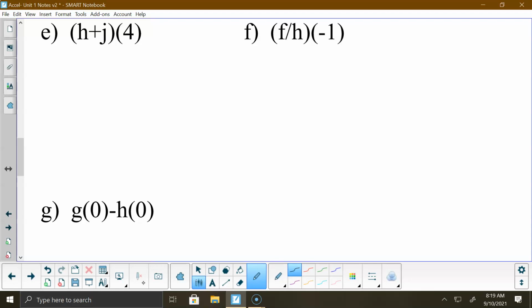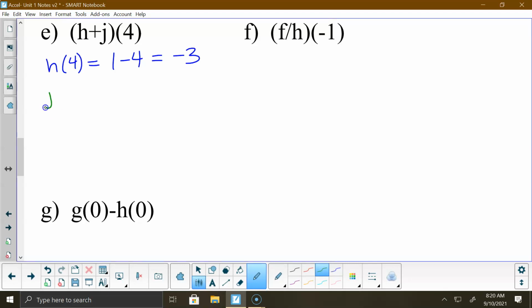Still using the same functions. Until they give you a new set of functions, you're still using the same original functions. So this is literally just plugging stuff in. What was h of x again? 1 minus x. So h of 4 is going to be 1 minus 4, which is negative 3.